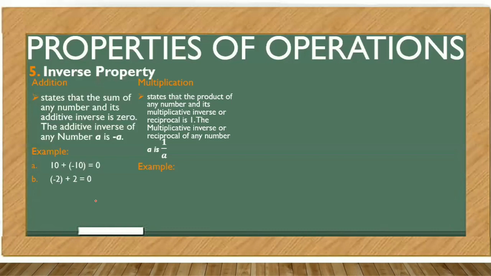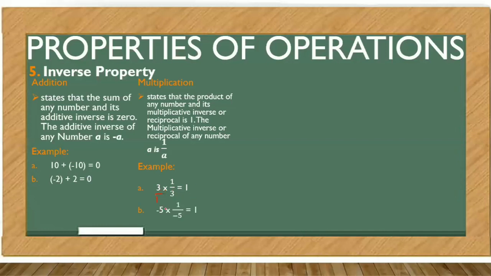So example, 3 times, ano yung 3? Automatic kasi yan, meron siyang 1 dito. Alright? Kasi whole number. 3 over 1 times, ano yung reciprocal ni 3 over 1? Baliktarin lang natin. Magiging 1 over 3 is equals to 1. Lagi po, pagka yung kanyang inverse ang minumultiply sa kanya, laging 1 ang sagot.